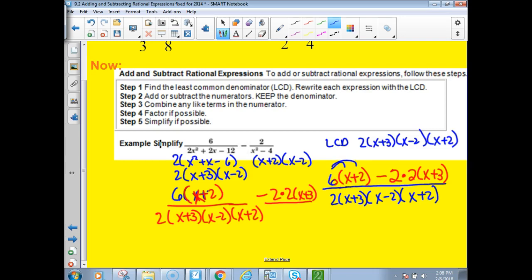So I'm going to distribute: 6x plus 12 minus, that's really 2 times 2 is 4. 4 times x will be minus 4x. And minus 4 times 3 would be minus 12. And it's still all over that big denominator, 2 times x plus 3 times x minus 2 times x plus 2.